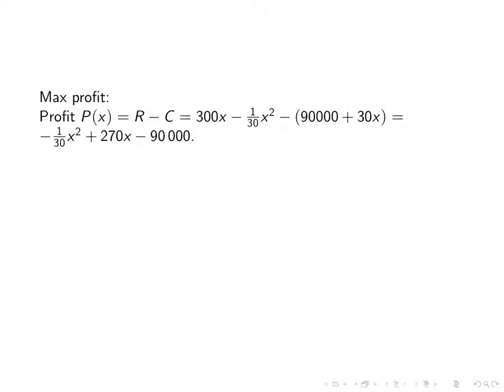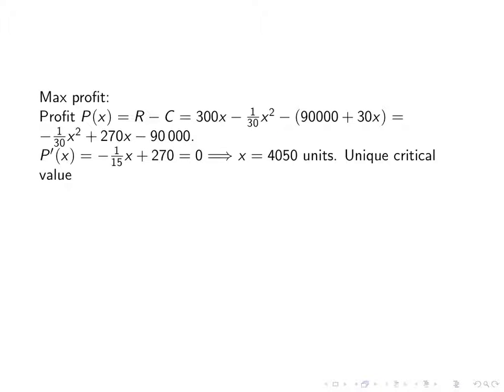So there's the profit function. And we want to find the value of x for max profit. Well, and again, that's the vertex of what turns out to be a parabola here. And now we can use the derivative and solve this problem rather quickly. We get minus 1/15th x from the x squared term plus 270x, and the 90,000 is irrelevant, so there is P prime. And you set it equal to 0 to find the critical value. Okay, and then you get 15 times 270 is 4,050 units, and that's the unique critical value. So that gives you the point where there's maximum profit.